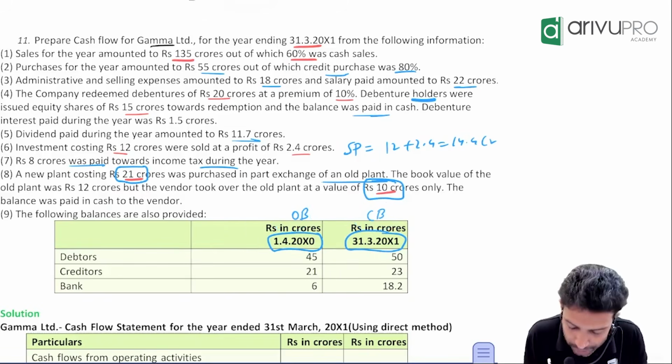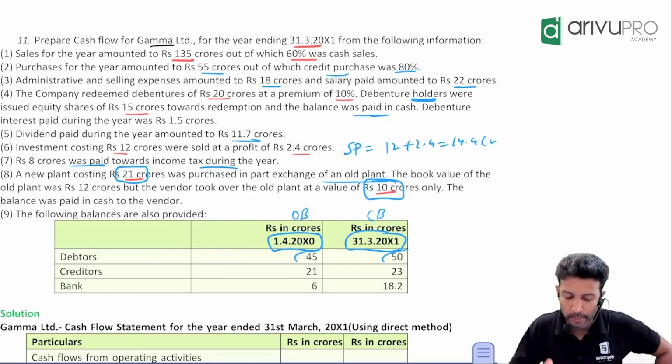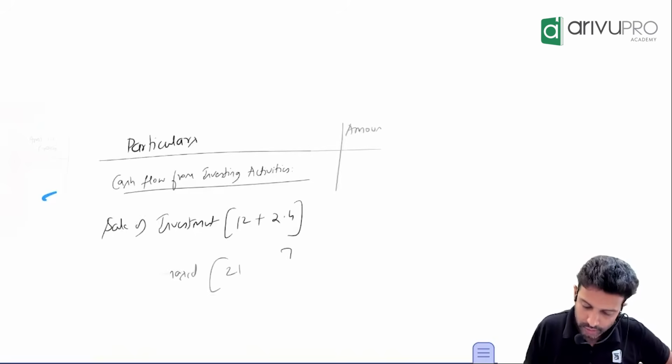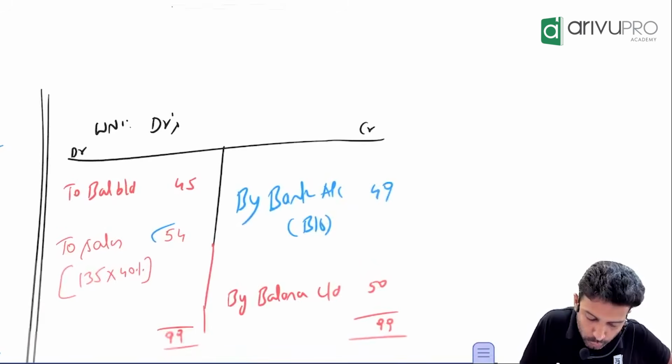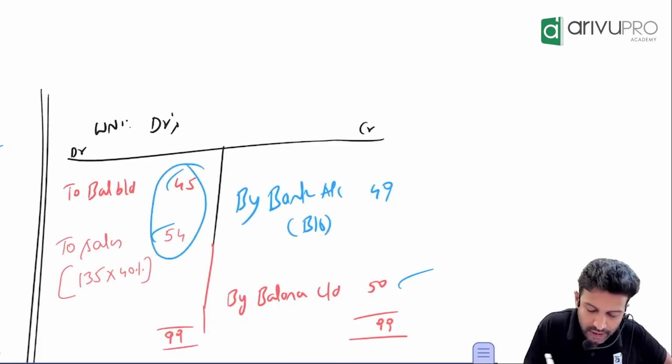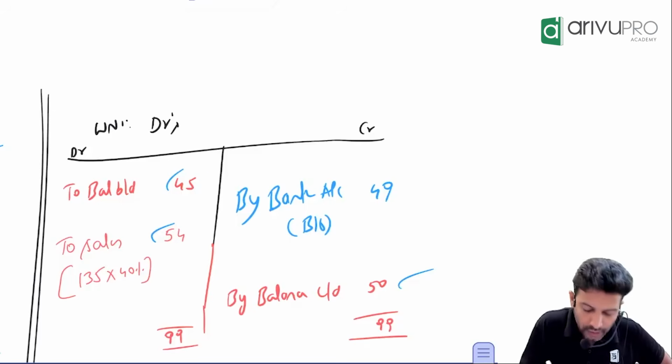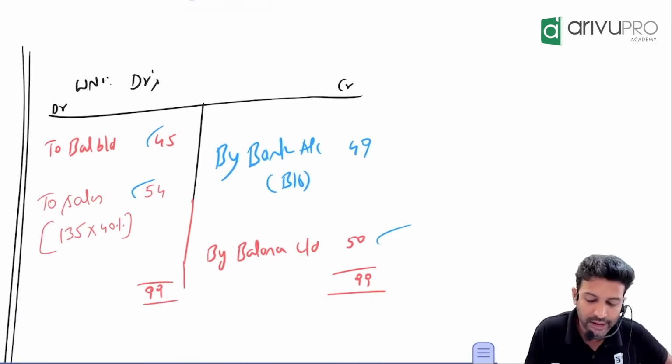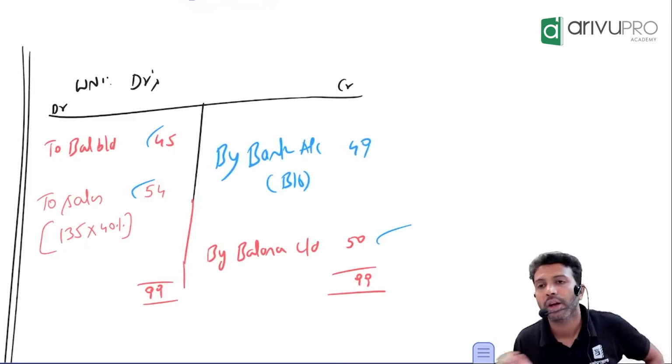Debtor's opening, how much? 45. Closing 50. Where will opening balance be posted? As what? To balance brought down 45, by balance carried down 50. If you just check, these three informations are available. If you add these two, total is 99. This side it is not 99. There is a balancing figure on the credit side.